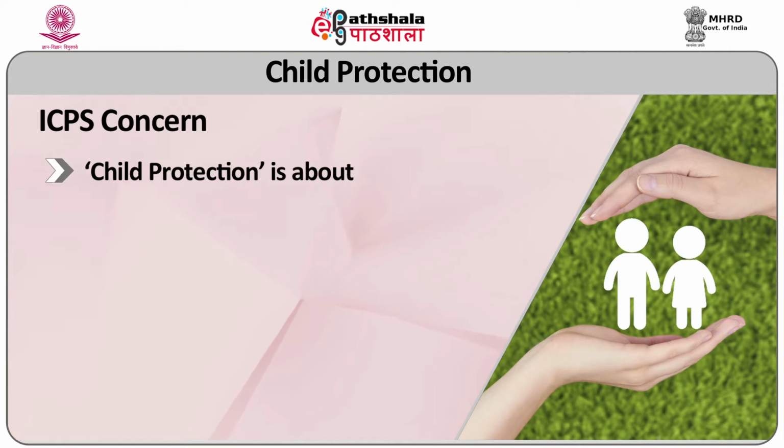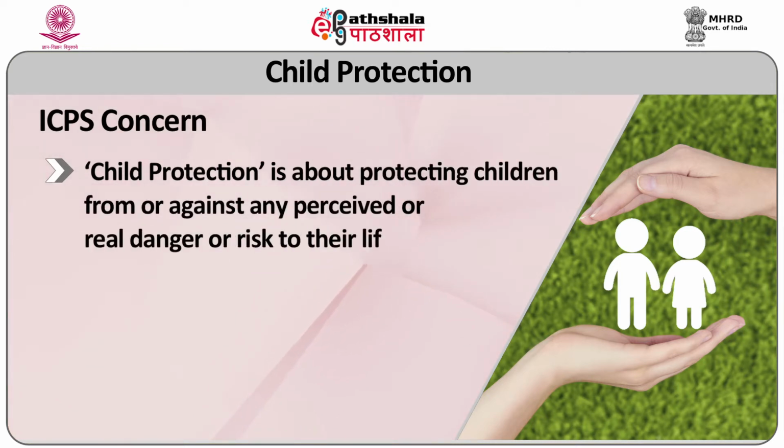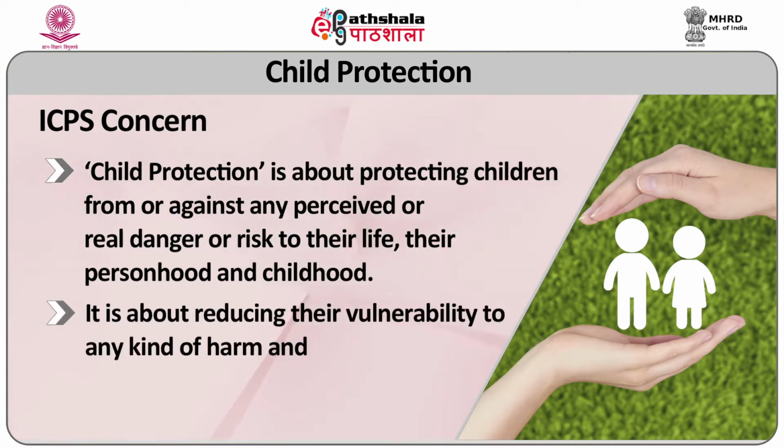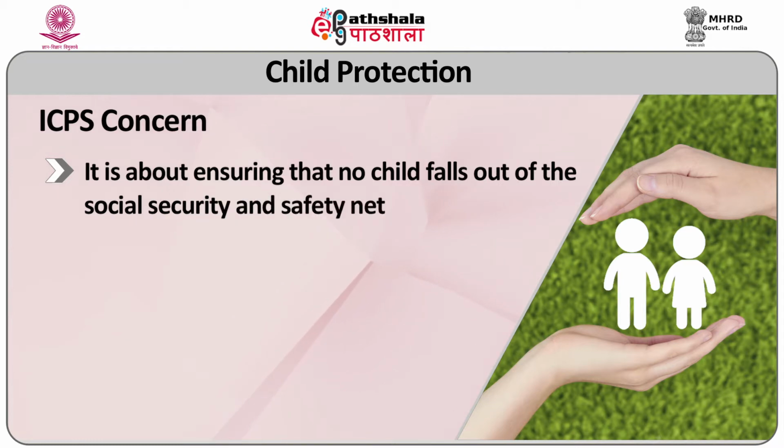Child protection is about protecting children from or against any perceived or real danger or risk to their life, their personhood and childhood. It is about reducing their vulnerability to any kind of harm and ensuring that no child falls out of the social safety net, and that those who do fall out receive necessary care and protection and support so as to bring them back into the safety net.